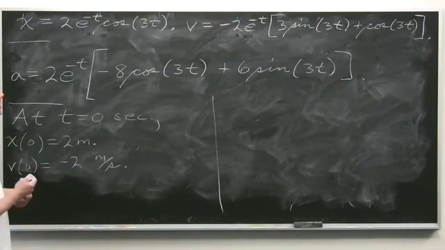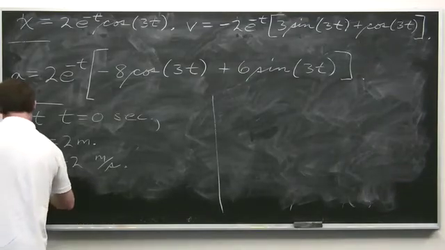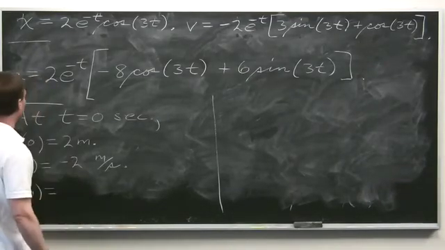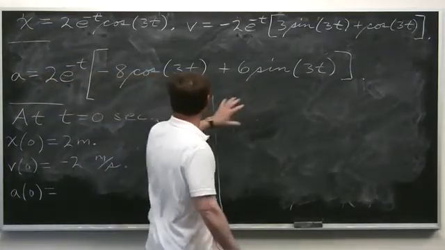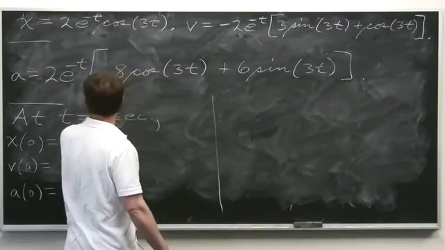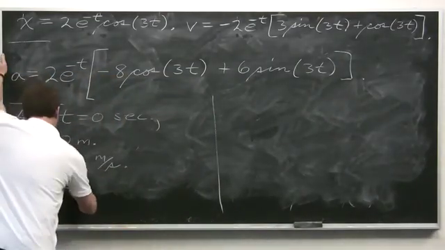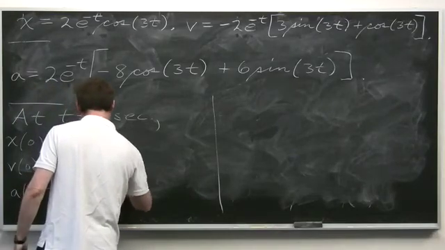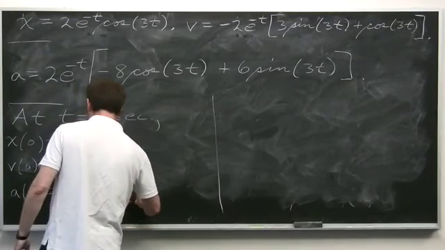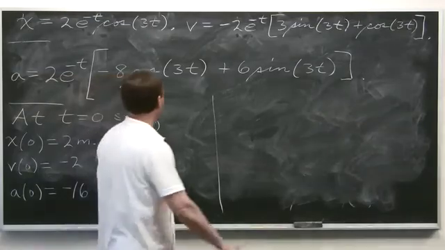All right, what about the acceleration at time 0? The acceleration at time 0, all right, this is 1, and then this is 0, but at time 0, this is 1, so we get a minus 8 times 2, so we get minus 16 meters per second per second. So it's accelerating to the left. It's already moving to the left, but it's accelerating to the left. All right.